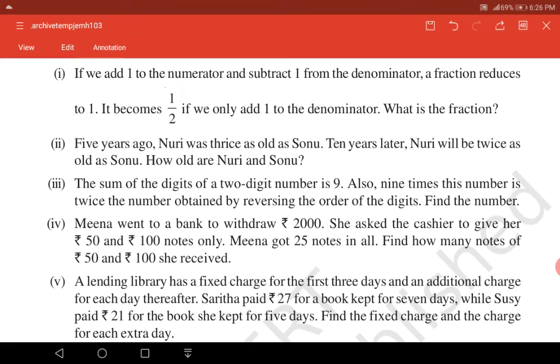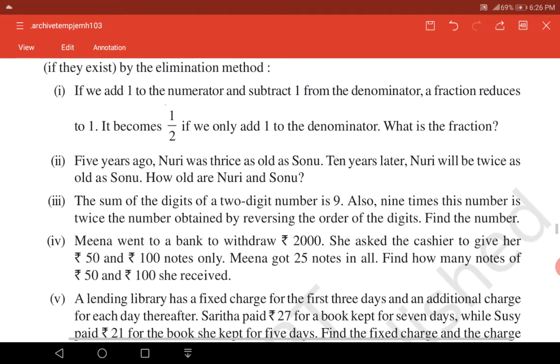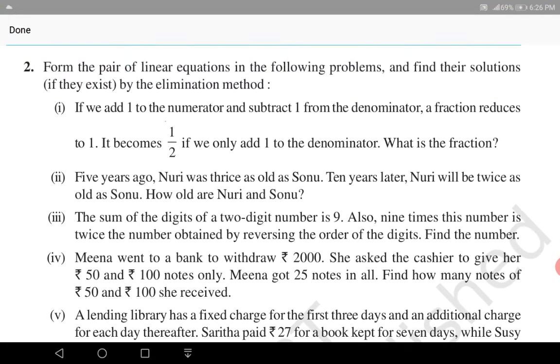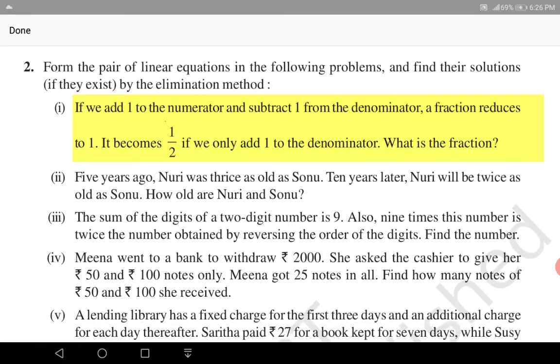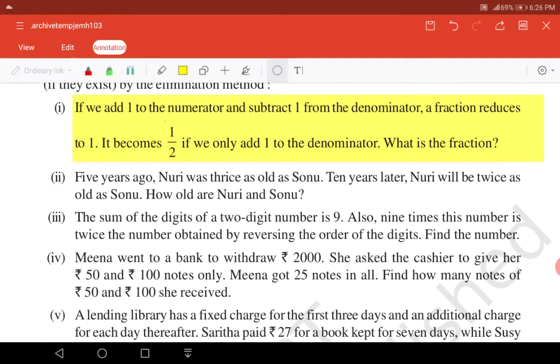So in case of a fraction, what do we need to take? We have to take the numerator equal to x and the denominator equal to y. So what is given here, I am writing here only: if I take numerator as x and denominator as y, then the fraction will become x upon y. If we add 1 to the numerator and subtract 1 from the denominator, the fraction reduces to 1. So this is the first equation, right?